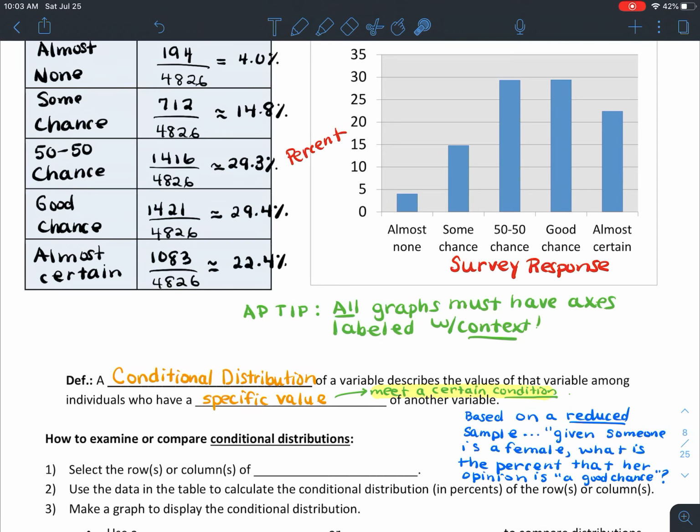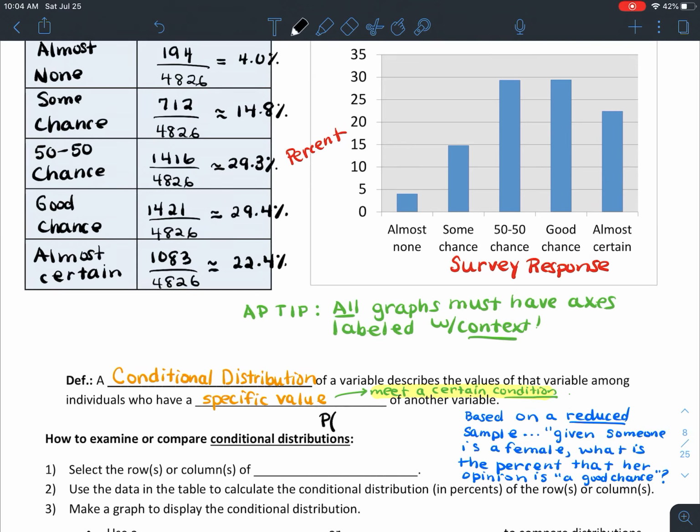So in other words, if I said, look, given that someone was a female, okay, so now I'm not talking about the 4,826. I'm talking about out of just the females, what's the percent that a girl would answer a good chance? Okay, now I'm just going to talk through that here with you for a second.